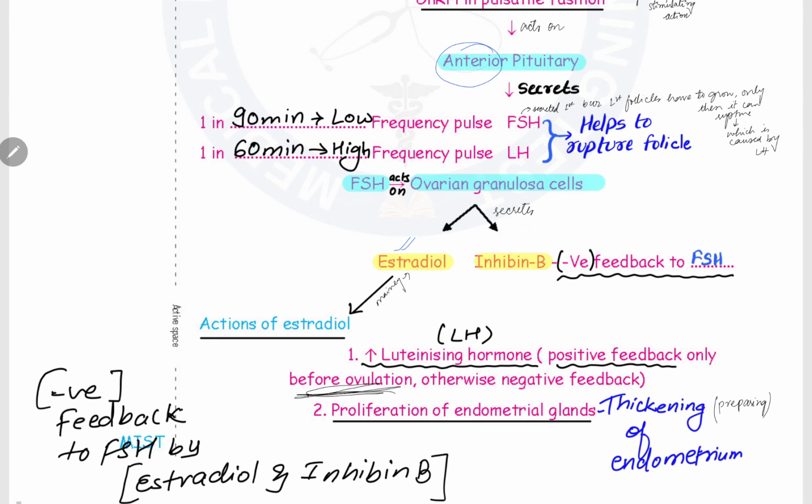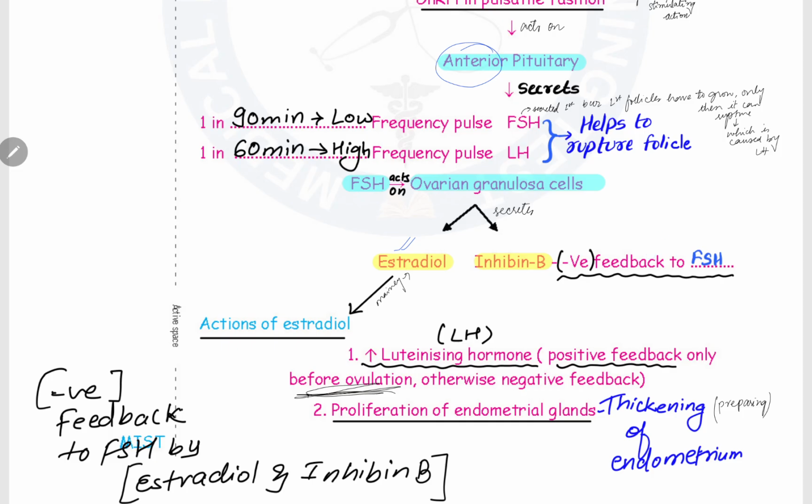So the actions of estradiol are, it increases LH. FSH is acting on ovarian granulosa cells, releasing estradiol, and estradiol is increasing LH. So FSH is kind of required for increasing the LH, right? Talking about LH, it gives positive feedback only before ovulation, otherwise it is giving negative feedback. So overall, it is giving positive feedback.